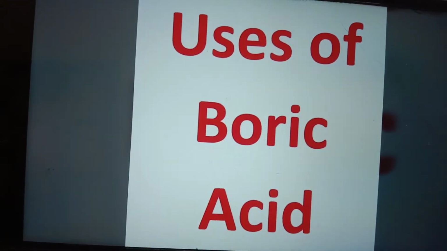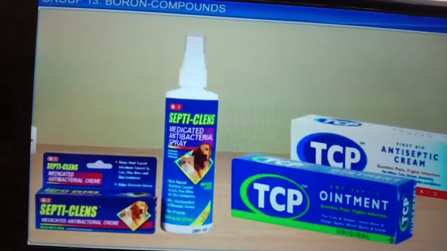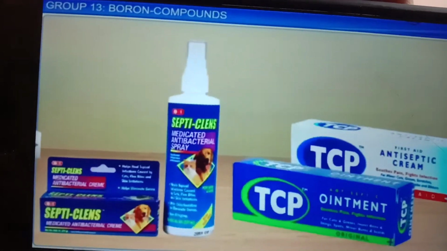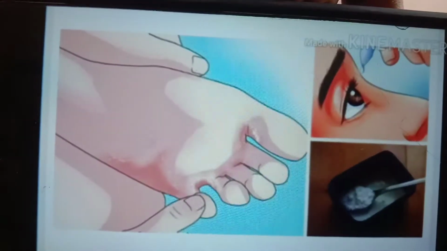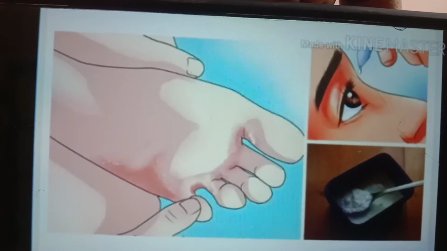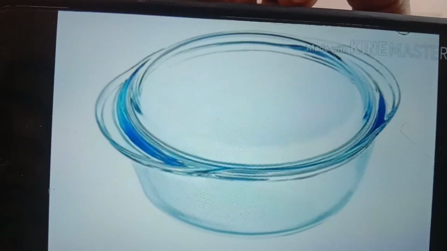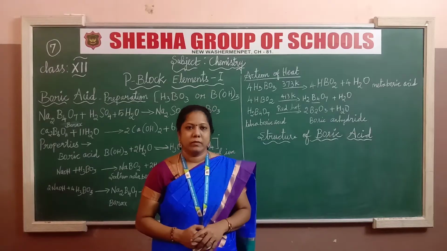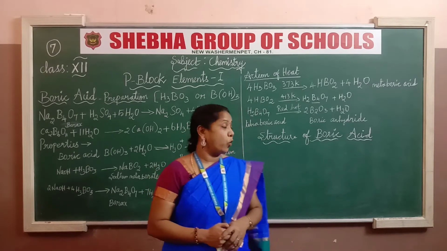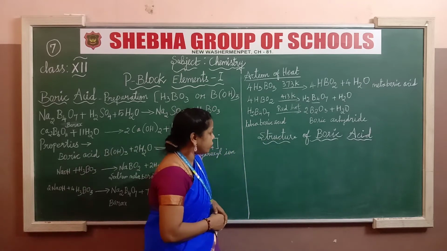And we go for the uses of boric acid. It's very useful in manufacturing ointments and antiseptic creams, as well as eye drops and food preservatives. And this is the uses of boric acid. And then glass. Now I am going to teach you the simple way to draw boric acid.